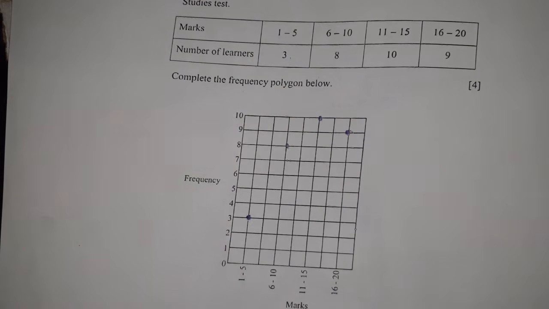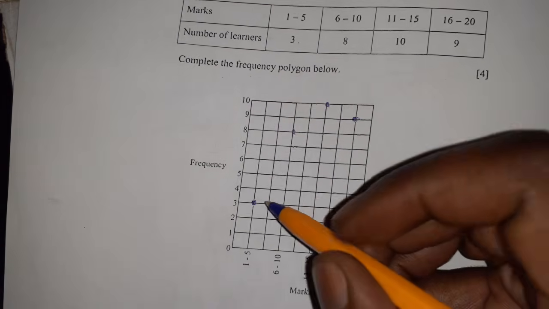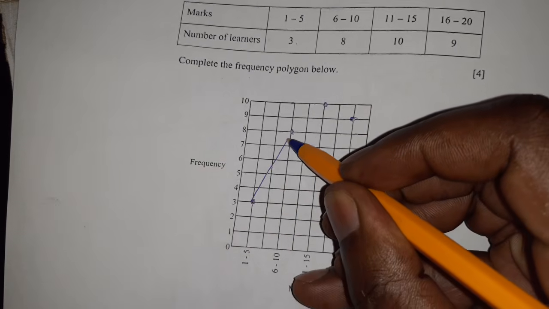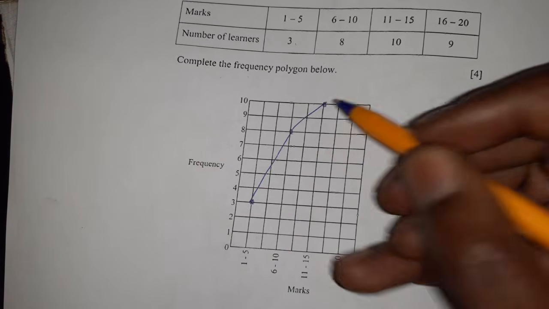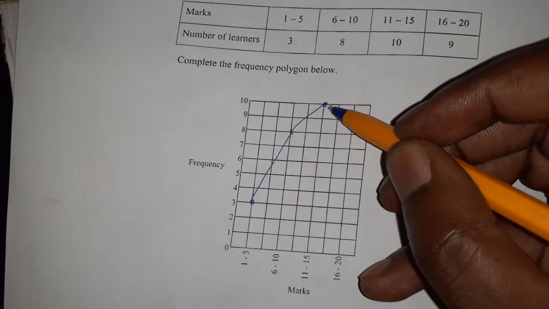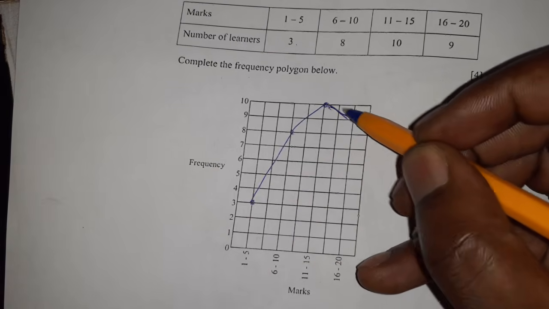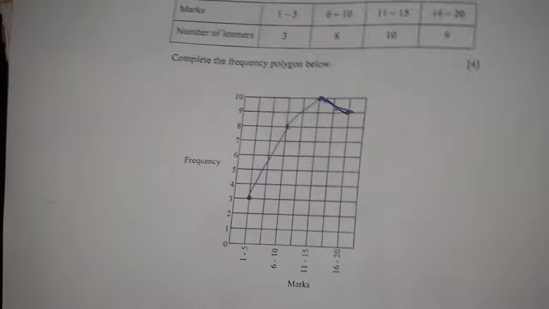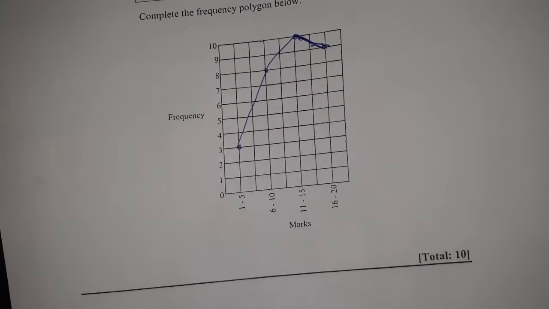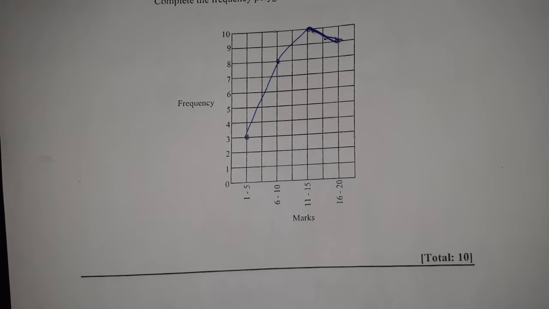Okay, then what are we supposed to do? You just join these just like this with a straight line. That's what you're supposed to do. That's all.